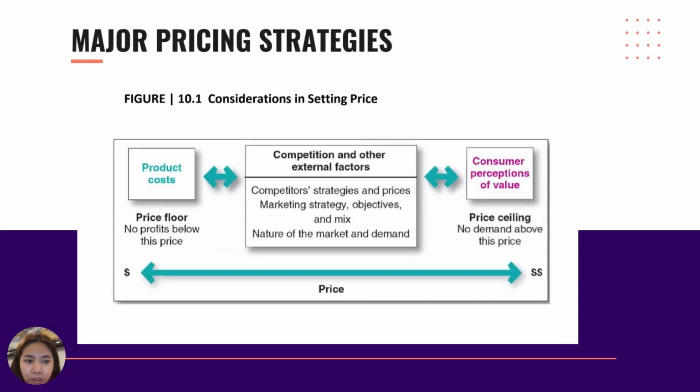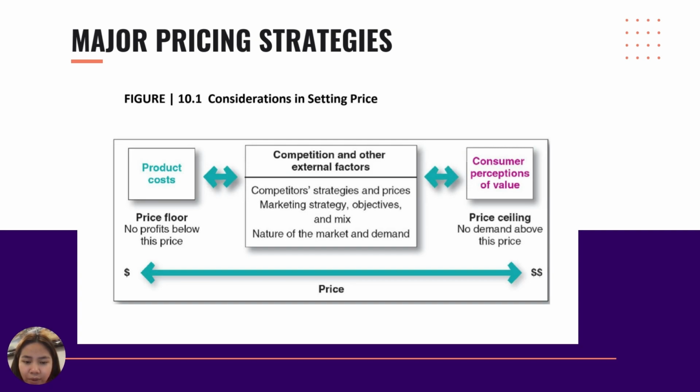Next is major pricing strategy. The figure summarizes the major considerations in setting price. The customer perception of the product's value sets the ceiling for its price. If the customer perceives that the product's price is greater than its value, they will not buy the product. Likewise, the product cost sets the floor for the product price. If the company prices the product below its cost, the company's profit will suffer.